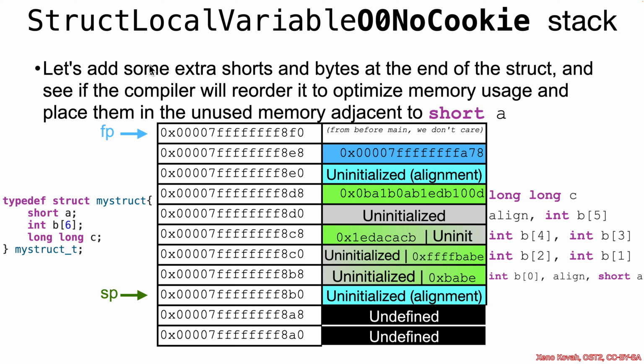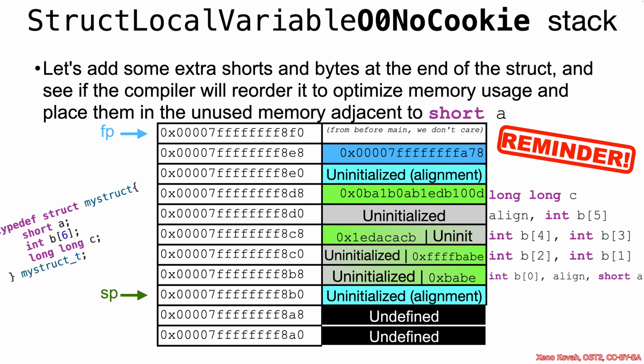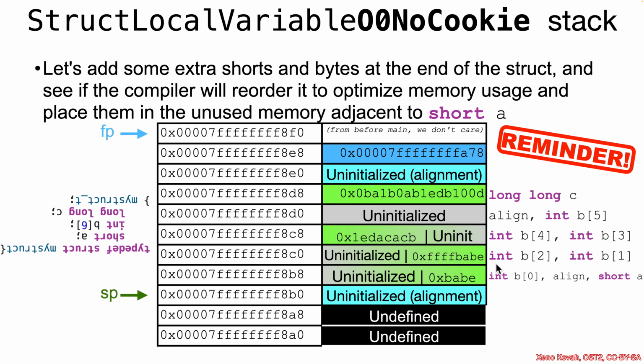Then in our previous example, StructLocalVariable0 no cookie, we saw that basically the order of the values on the stack was exactly the order of the struct. It was upside down, but otherwise everything was the same. A, B, C, A, B, C.